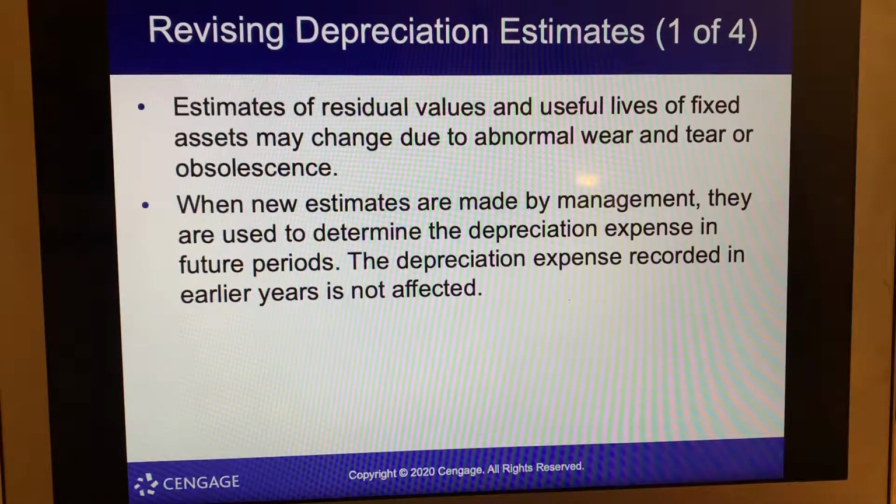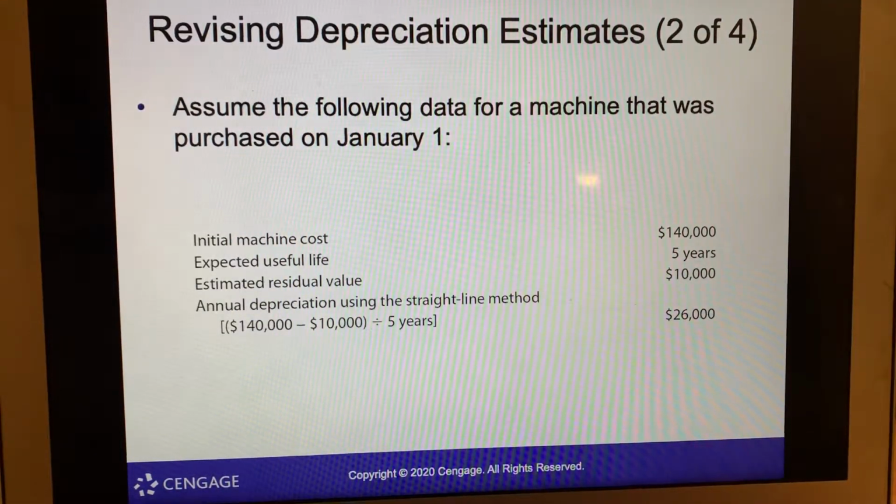Estimates of residual value and useful lives of fixed assets may change due to abnormal wear and tear or obsolescence. When new estimates are made by management, they are used to determine the depreciation expense in future periods. The depreciation expense recorded in earlier years is not affected. So assume the following data. Initial cost is $140,000, 5-year useful life. Estimated residual value is $10,000.